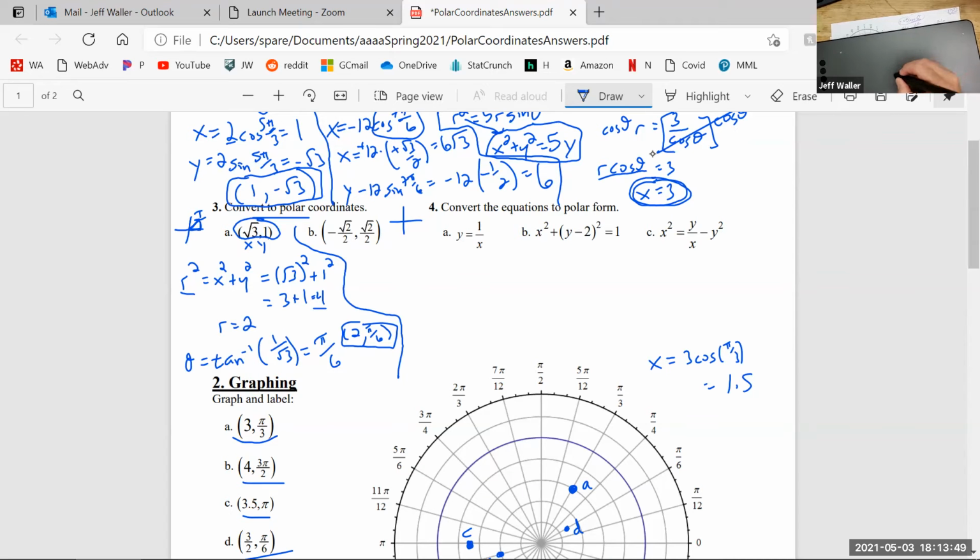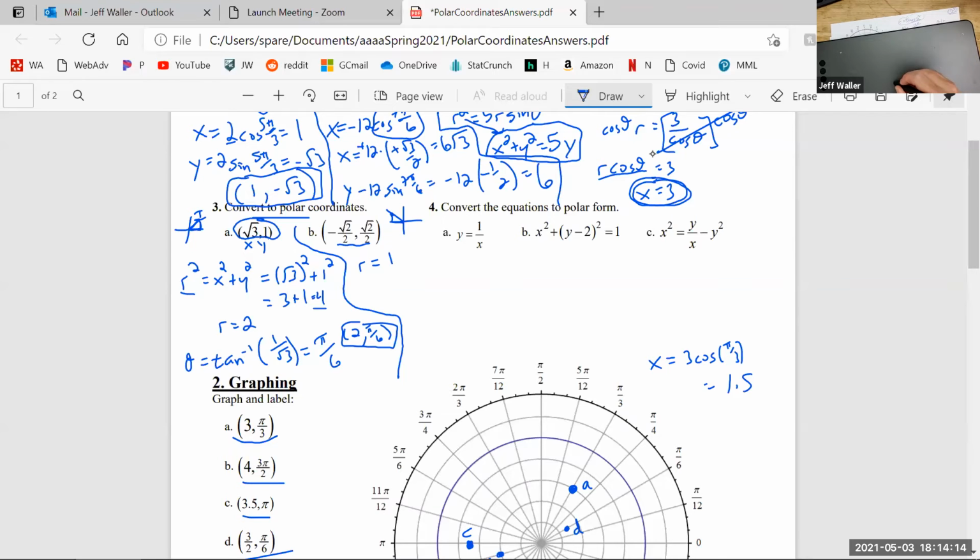Okay, so let me double check with you guys. What quadrant is this point in? Negative, positive. It's got to be in the second quadrant. So I have to be real careful that my angle and my r work together to get me there. So r is easy. What did you guys get for r?